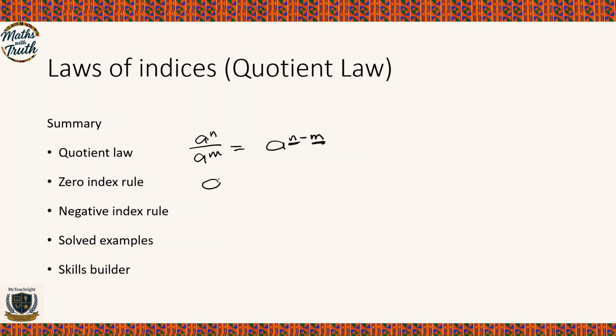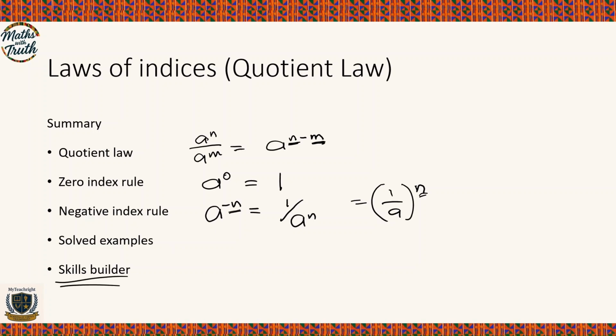Then we have the zero index rule, which tells us that any number exponent 0 is equal to 1. And then we have the negative index rule, which tells us that a exponent negative n is equal to 1 over a exponent n. Or we can state this as the reciprocal of the number, that is 1 over the number, all exponent n. That's the positive of the negative index. All right. And we solved a lot of problems, and you have the skill builder to work with.